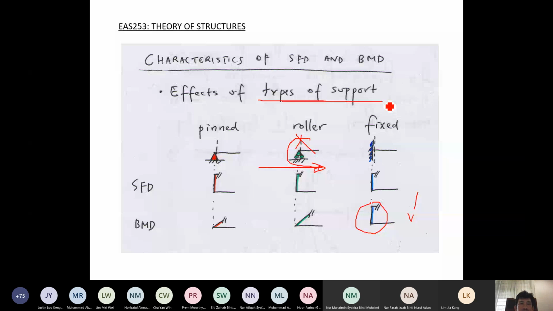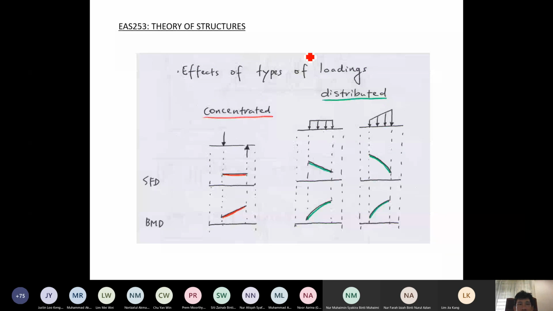Type of loading: we divide them into concentrated load, which is point load, and distributed load. It can be uniformly distributed load, or it can be linearly distributed. So if it is a concentrated load, with no distributed load, the shear force is constant between two concentrated loads in that particular portion, and the bending moment is a straight line. But if there is a distributed load, then in the shear force diagram you get a straight line. The gradient can be negative or positive.